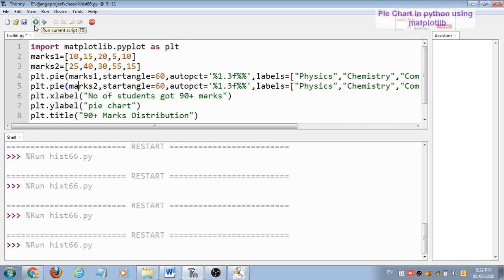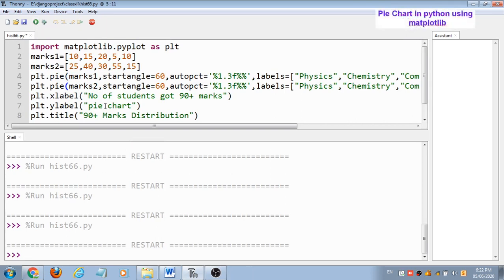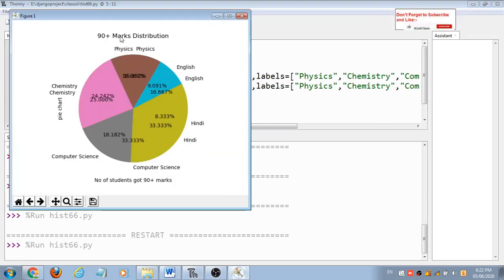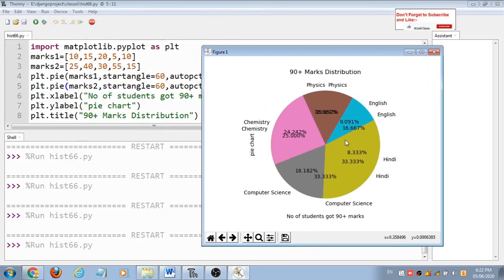But now let's see what will happen. You can see both the charts are overlapping each other. First the pie chart is drawn for marks 1, and then the pie chart for marks 2 is drawn overlapping the pie chart for marks 1. What I want is to show the 2 pie charts in different places in this single space. This is the work of subplot.